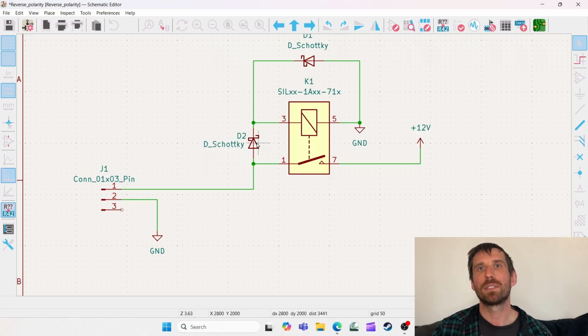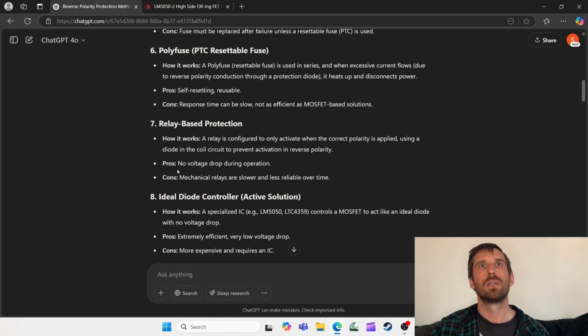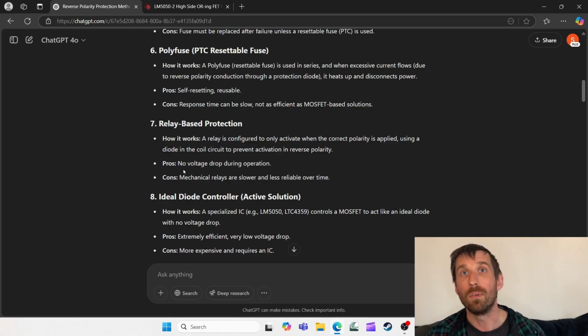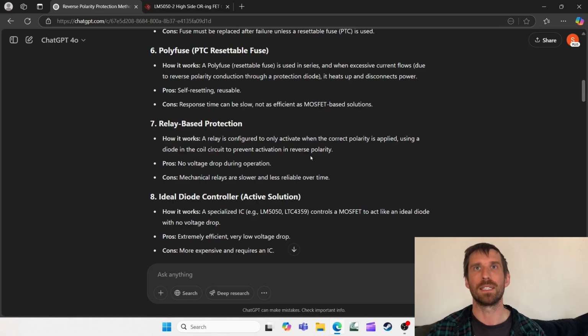Now, this does have some advantages. Those are pros. No voltage drop during operation. Minimal voltage drop. It's fine. But yeah, I think that's close enough. Close enough. Using a diode in the coil circuit to prevent activation of reverse polarity. That's why I had to use the second diode.